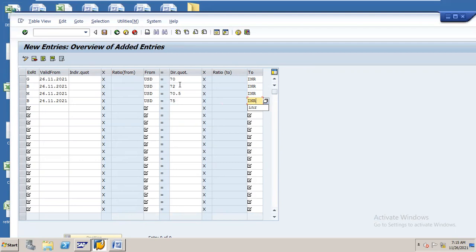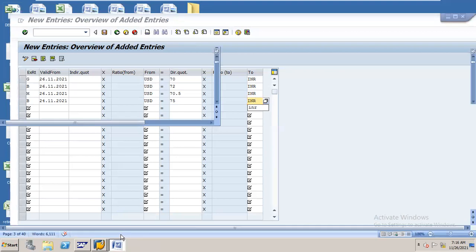Suppose my question is, I am posting on the 25th. I am paying on the 25th. Okay, so will it take the 26th or the 24th rate? Tell me if I pay on the 25th. Understood what I am asking? I am posting some transaction on the 25th. It will take this or this, the 26th or the 24th. It will take the 24th, madam. The 24th. Yes. Because the 26th we didn't enter. Yeah. One second. I will show you again.